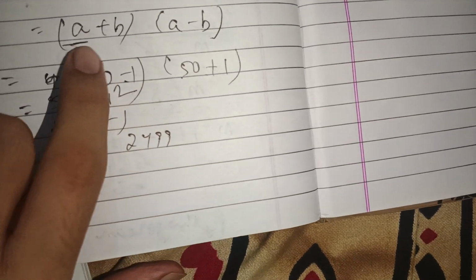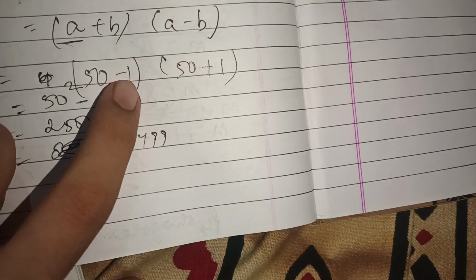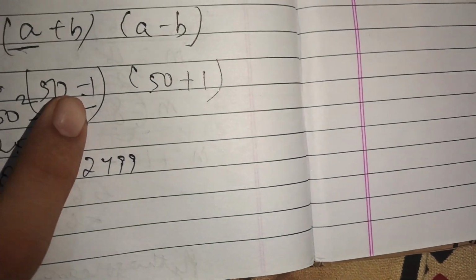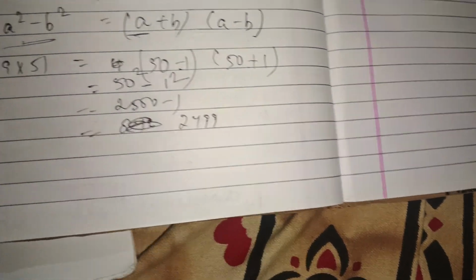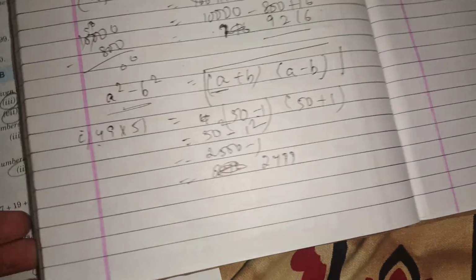Are you seeing the identity? Suppose A we got 50, B how much we got? 1. A plus B is 50 plus 1, A minus B is 50 minus 1. Answer is this. Is that clear? Here you have to main focus on this. This should be equal to this. Is that clear? I will do one more, then you will understand it more clearly.